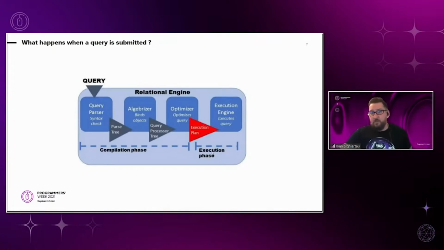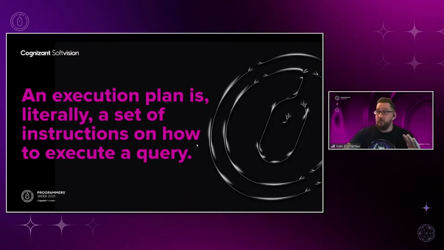The execution engine will pick up the execution plan that has been created by the optimizer and follow the instructions just as they have been sent to it. So we can say that the execution plan is literally a set of instructions on how to execute a query. Or how I like to say it, execution plans are a window into SQL Server's soul. But let's pause for a bit and take a step back. Did I just say that the optimizer uses estimates to create the plan?